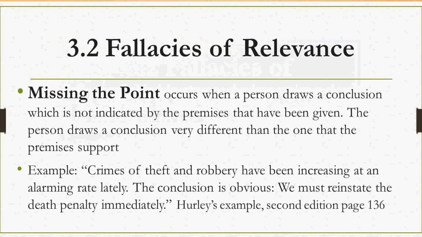What should follow from that premise isn't that we should reinstate the death penalty, right? What should follow from that premise is something like we should have a neighborhood watch program. We should find out why these crimes are happening. That would be what would follow, right, from these premises. Not that the death penalty should be reinstated immediately. So basically, the person misses the point in the sense that they don't get the point of the premises. They don't really understand what the premises are supposed to conclude, or are supposed to support. They conclude something else that is typically way out there.